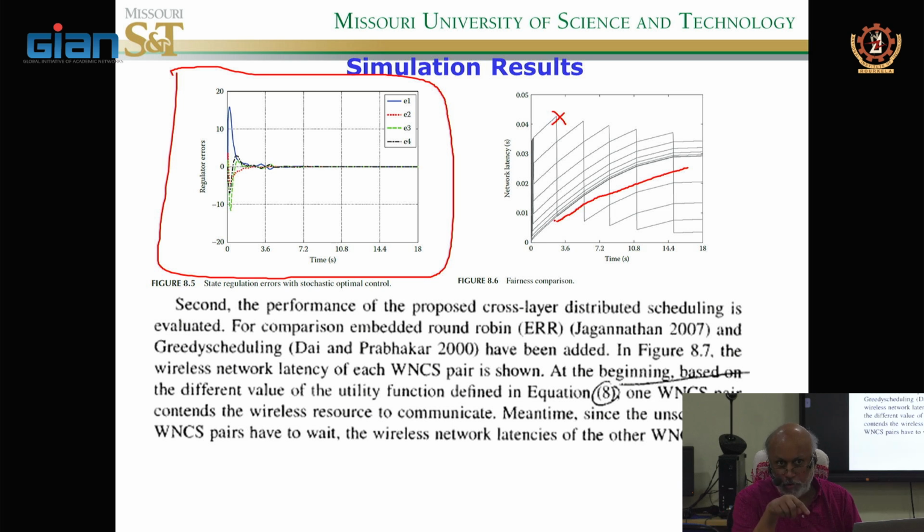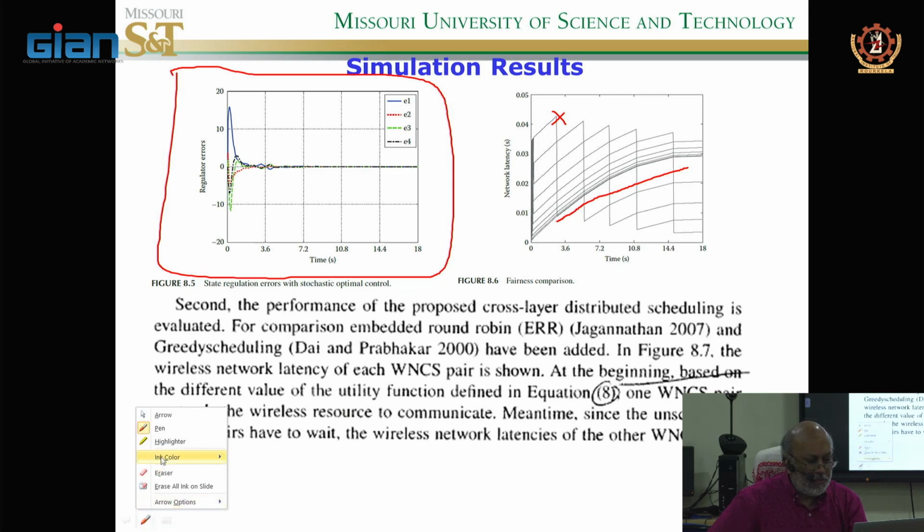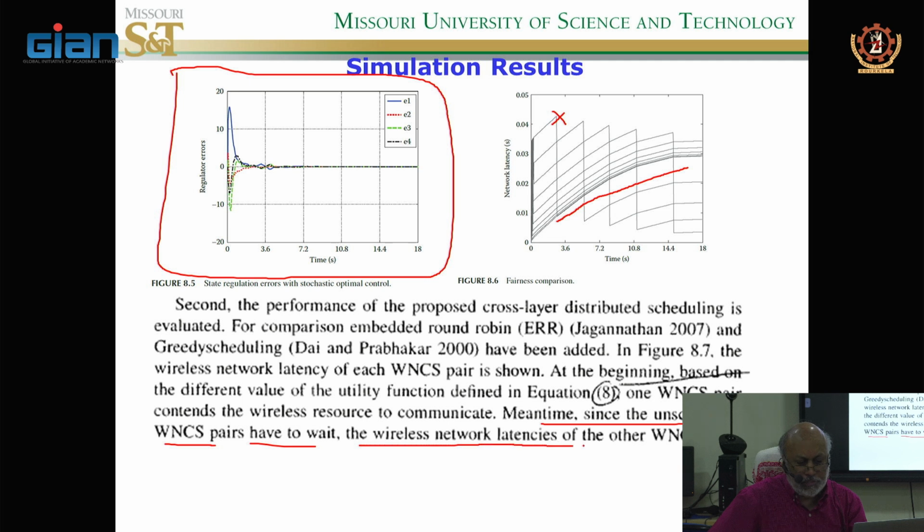This MATLAB code is there, and I'm positive Professor Bera would share it with you. Take a look at it. It has the optimal controller and the scheduling algorithm combined, and you can run them together. Unscheduled wireless pairs have to wait, so the wireless network latencies increase. That's why you see that this one is not transmitting, and its delay is increasing.